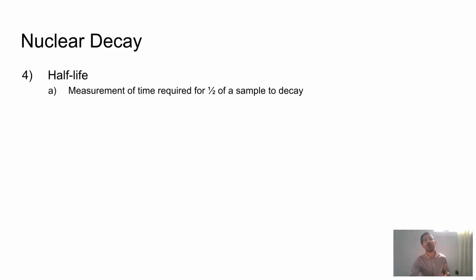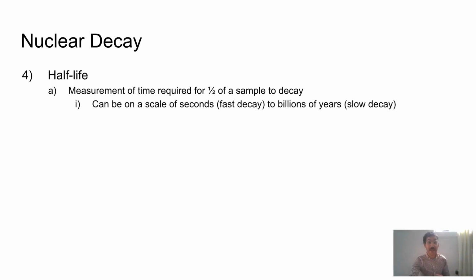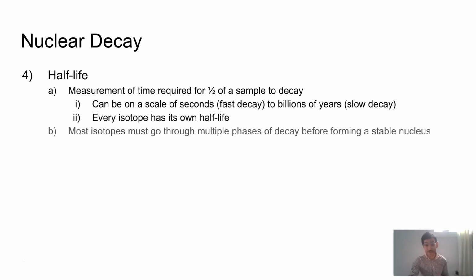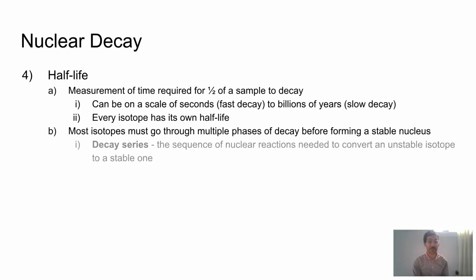Well, it's a measurement of the time required for half of the sample to decay. And this can be really, really fast or really, really slow, like it takes billions of years. Every isotope has its own half-life. And most isotopes have to go through multiple phases of decay, spitting out different types of particles before they are able to form a stable nucleus.